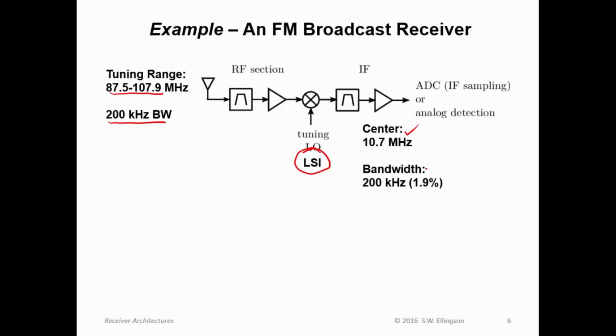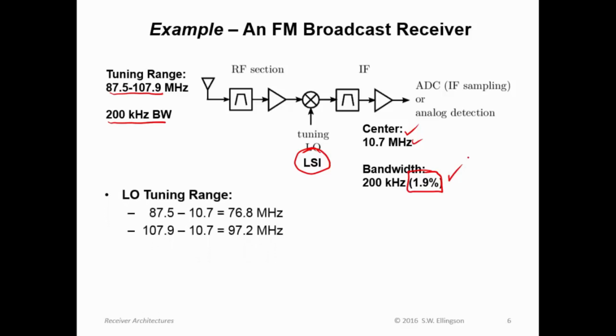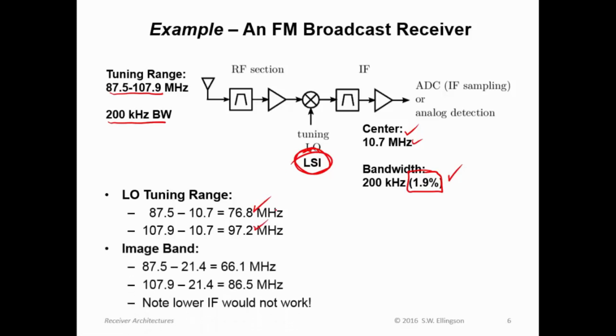The bandwidth now at this IF represents a fractional bandwidth of 1.9%, which is totally manageable from a filter design perspective. The LO tuning range, since we're using low side injection, is from 76.8 to 97.2 megahertz. The image band goes from 66.1 to 86.5 megahertz. Those are determined in the usual way.